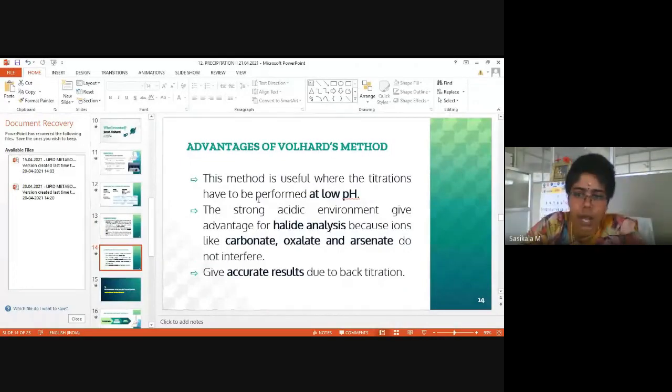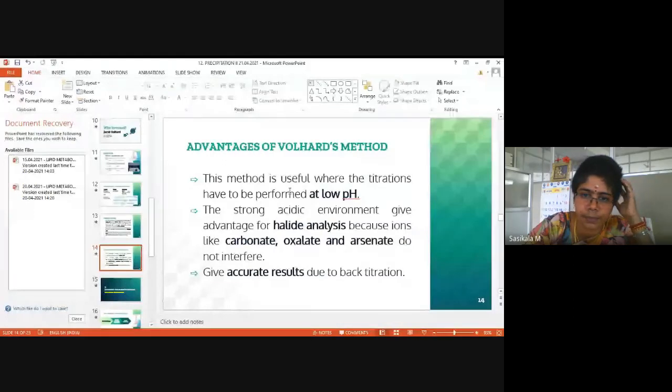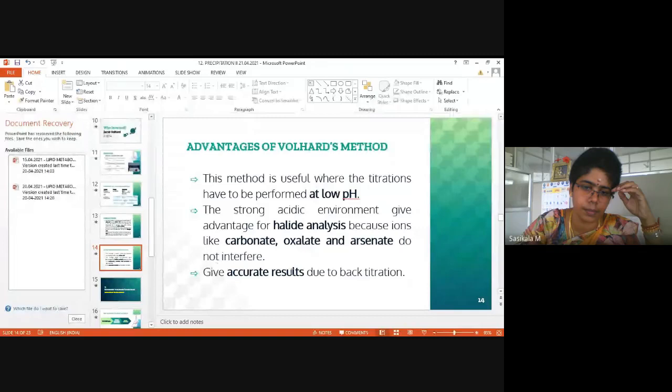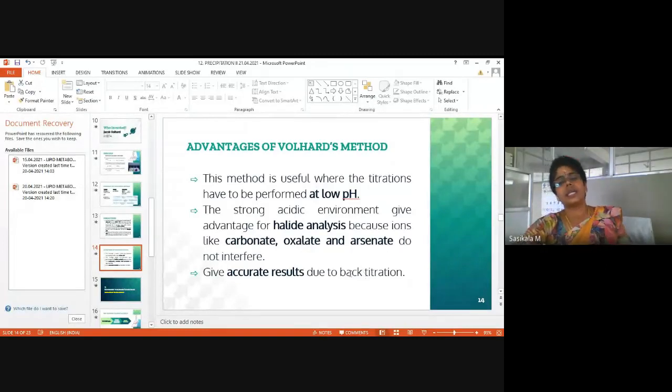Then what are the advantages of Volhard's method? This method is very useful where the titrations have to be performed at low pH, at acidic pH. A strong acidic environment gives an advantage for halide analysis, because ions like carbonate, oxalate, arsenate do not interfere in an acidic environment. Carbonate and other negative ions will not interfere with the halide ion interaction, and back titration gives more accurate results.